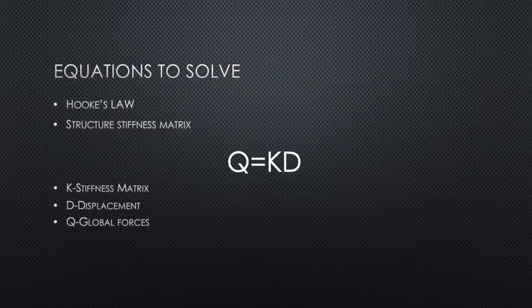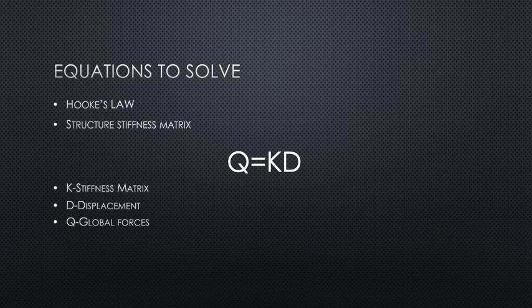So in order to get those equations, generally we have force, we have displacement, and we want to solve for the unknown stress, right? So we can use Hooke's law. And generally in structural design, we are using a relationship called the structural stiffness matrix, which can be derived using the Q equals KD relationship, where K is the stiffness matrix, D is the displacement, and Q is the global forces.